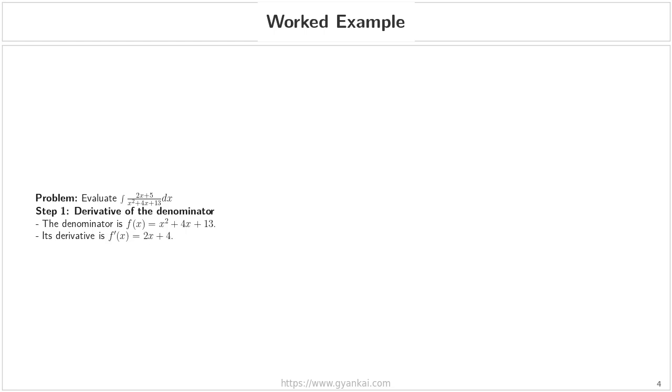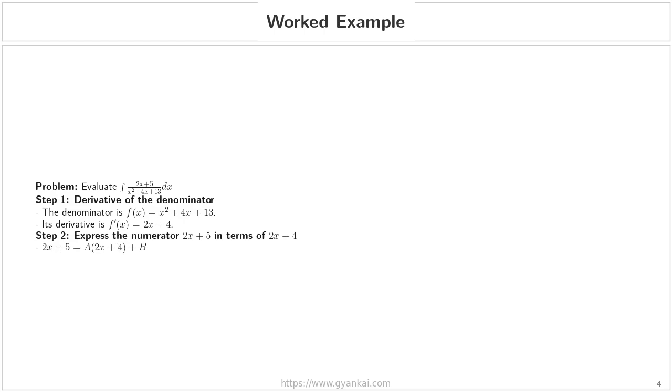Step 1. Derivative of the denominator first. As we discussed, we need to find the derivative of the denominator. The denominator is defined as f of x equals x squared plus 4x plus 13. Now, applying the power rule, the derivative, which we'll call f prime of x, is 2x plus 4. Remember, we're doing this because we want to express our numerator in terms of this derivative.